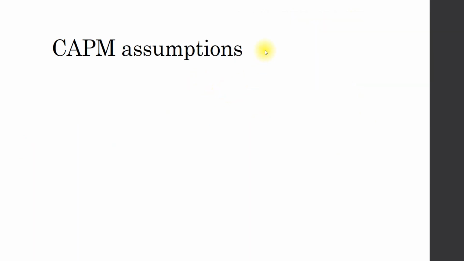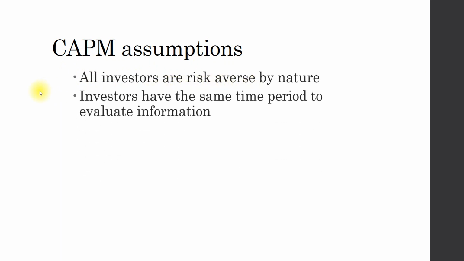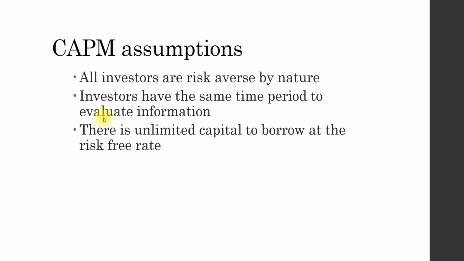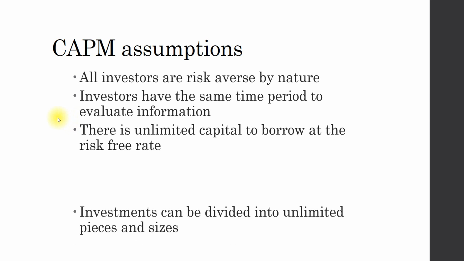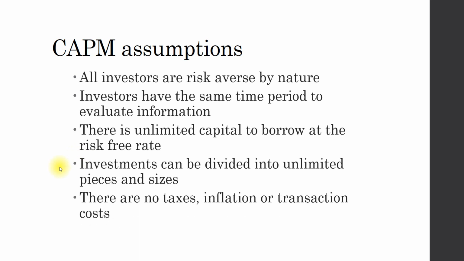There are a few assumptions that we need to make for the capital asset pricing model to work. The first one is that we must assume that all investors are risk averse by nature. The second one is we must assume that investors have the same time period to evaluate information. The third one is we must assume that there is unlimited capital to borrow at the risk-free rate. The fourth one is that investments can be divided into unlimited pieces and sizes. And lastly, there are no taxes, inflation, or transaction costs.